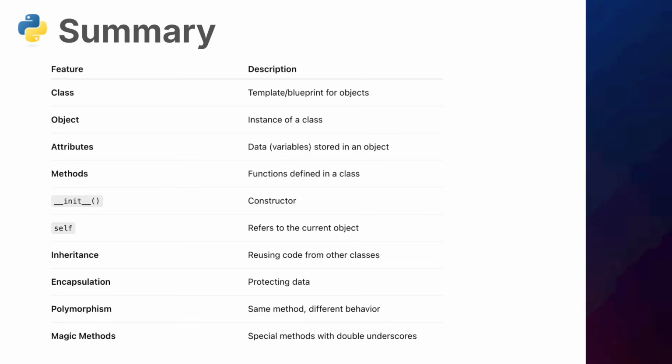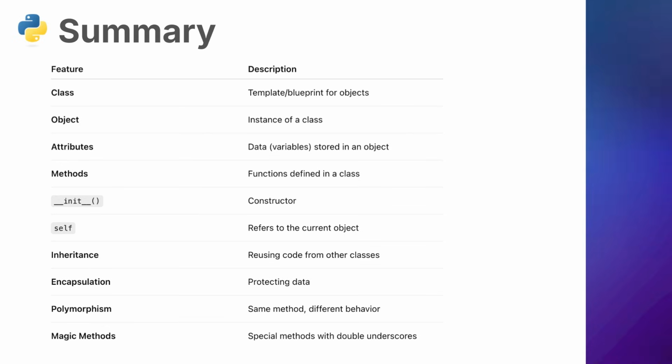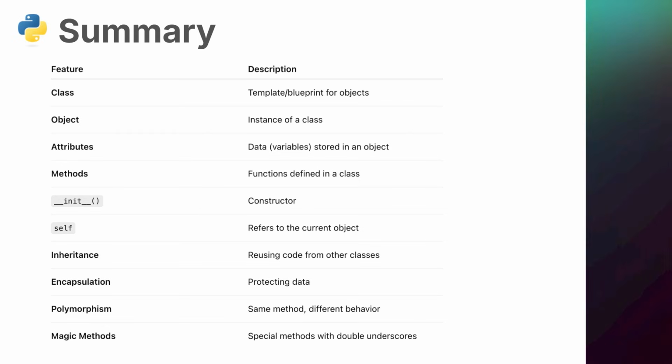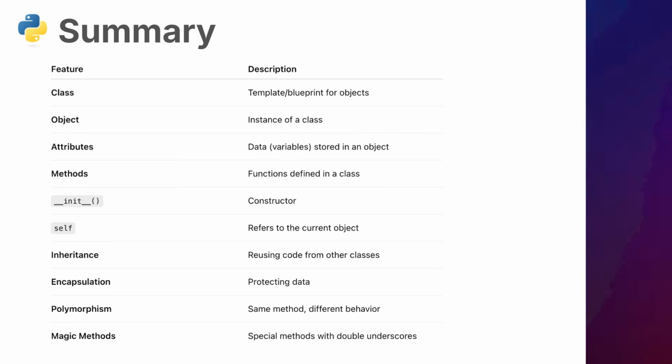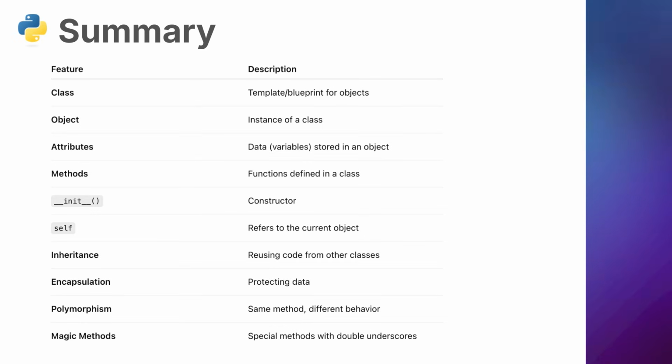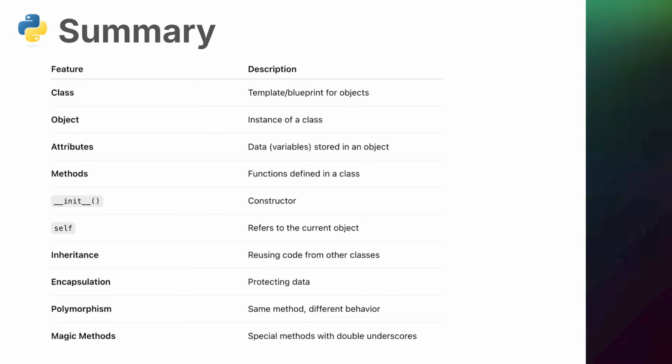Alright, that's it for this section. Let's quickly review what we learned in this section. A class is like a blueprint or design. It defines what data, attributes, and actions, methods, an object will have. An object is the actual thing created from the class blueprint. You can create many objects from one class, and each one can have different data.